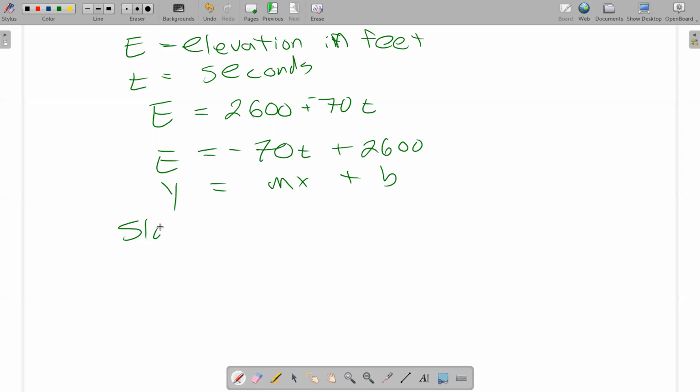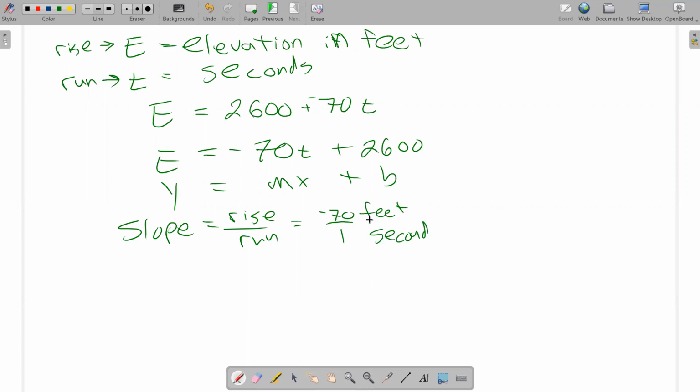So let's break that down. Slope, that's rise over run. My rise is my elevation. My run is my time in seconds. So I want to rewrite the negative 70 as a fraction, and the easy way to do that is negative 70 over 1. Elevation in feet. So that's negative 70 feet per 1 second. So the negative is a decrease. The 1 is a positive. So this tells me her elevation is dropping 70 feet per second.